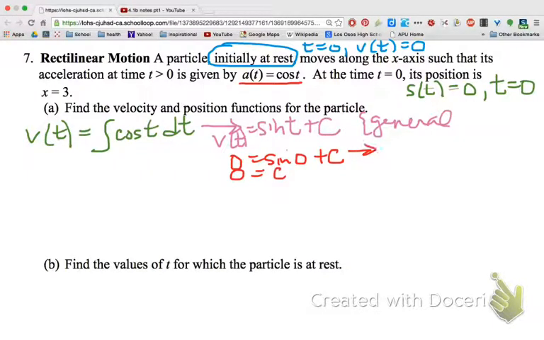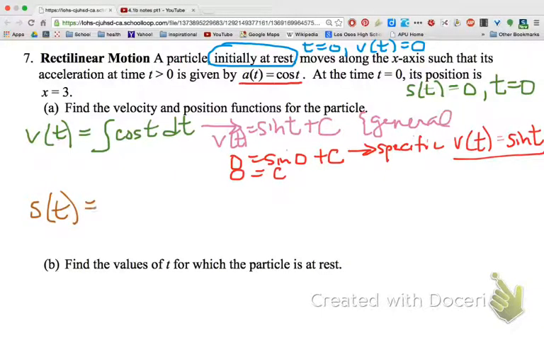So now my specific velocity is just sine of t plus 0. So I don't need to write that. And then in order to get back to position, of course, I want to take the antiderivative. So the position function says go back a step when you have velocity. So we're going to put the velocity function in here. And then if I take the antiderivative of that, the antiderivative of sine is negative cosine.